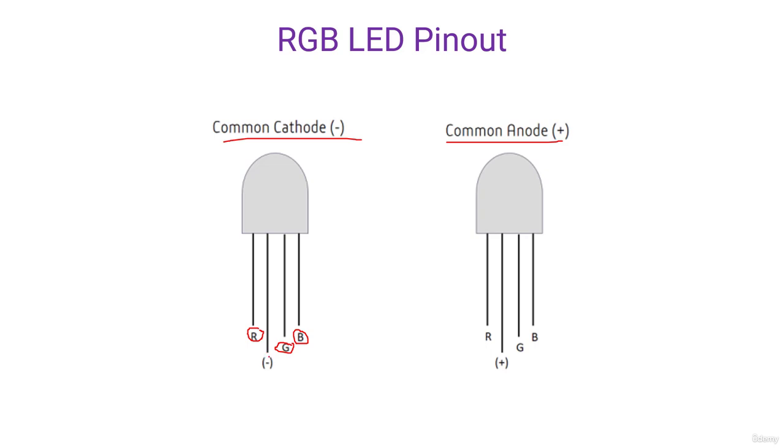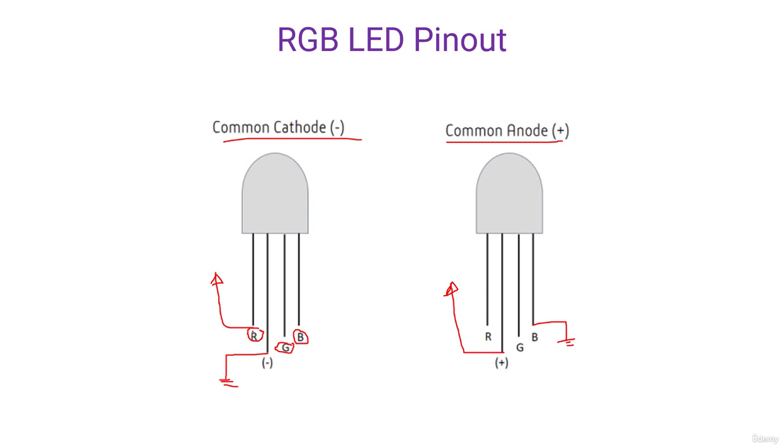If the RGB LED is common cathode, that means this common terminal we need to ground, and we need to put power for the red, green and blue. The alternate is true for common anode. That means we need to provide positive supply at the common terminal for common anode and provide grounding for the R, G and B terminals. So this is the basic difference of common cathode and common anode.